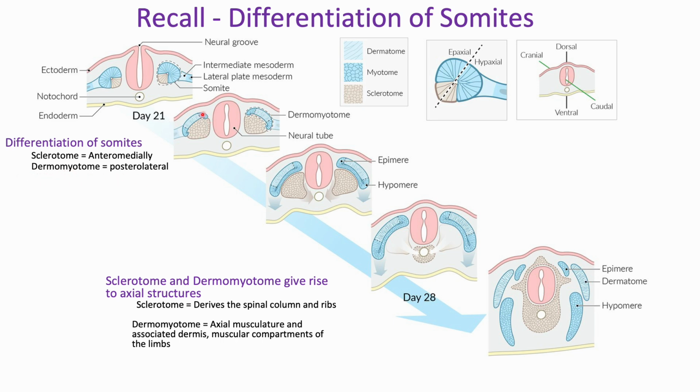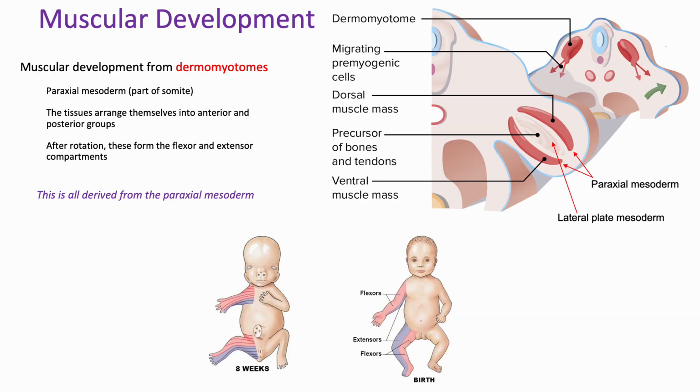So again, the dermomyotome is seen here in blue, and we initially talked about it as forming the axial musculature and the associated dermis, but here I want to mention that it also forms the muscular compartments of the upper and lower limb. It's not the bones, or the vessels, but the muscular compartments. So we can see that process happening here. Initially, the dermomyotome is positioned beside the notochord, but it's going to begin to migrate with the limb buds. So it's going to migrate down with the limbs.